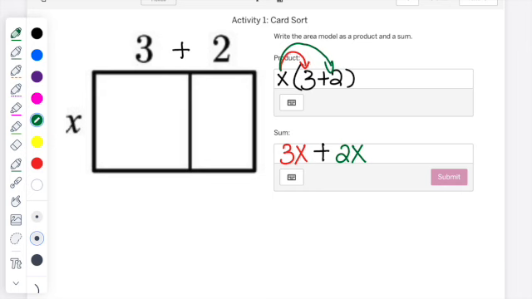And actually 2x and 3x are like terms, so you could combine them to get 5x. But they're asking for a sum, so I'd leave it. Go ahead, move on to your next problem. Slide 4.